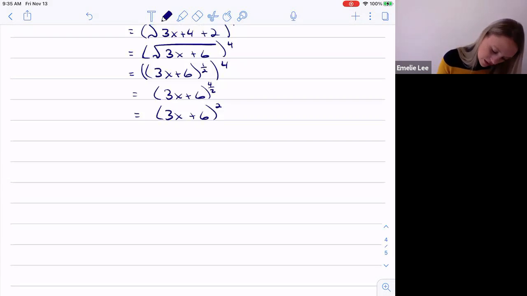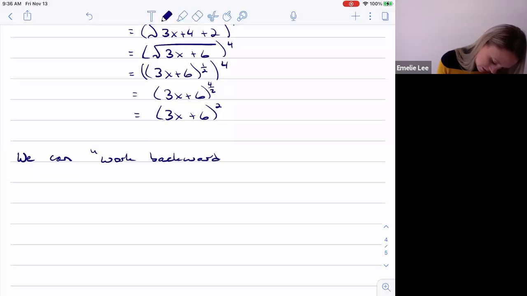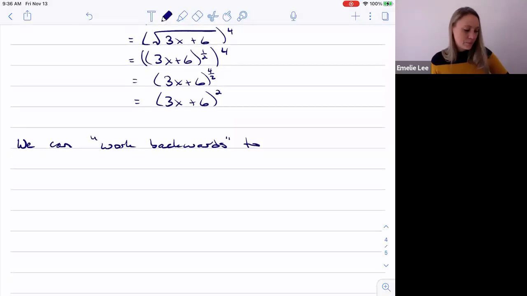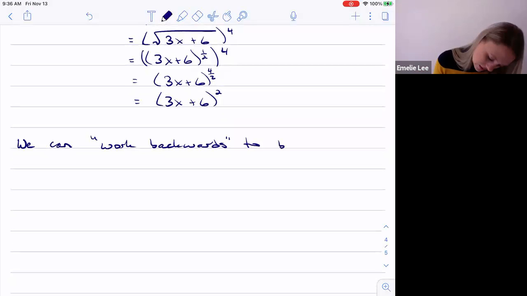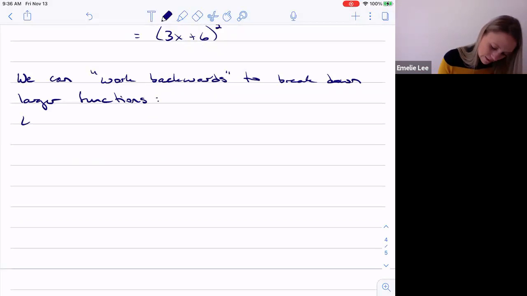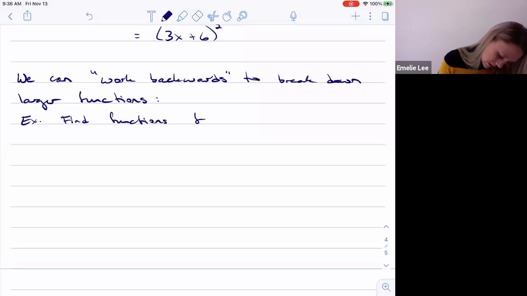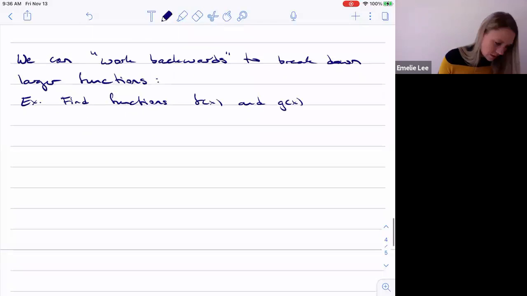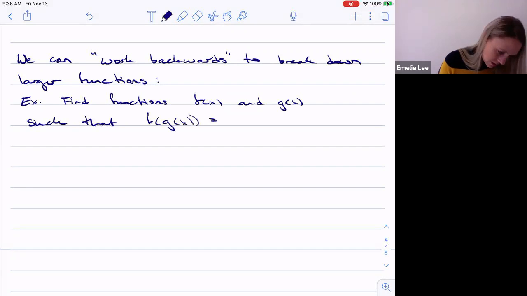We can also work backwards. I'll put work backwards in air quotes here. We can work backwards to break down larger functions. For example, find functions f of x and g of x, such that f of g of x is 5 times the root of 5x to the 3 plus 3.